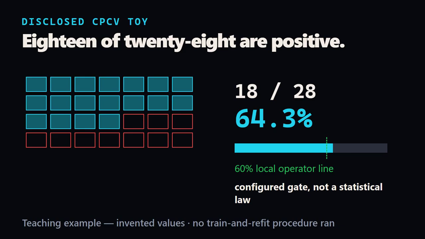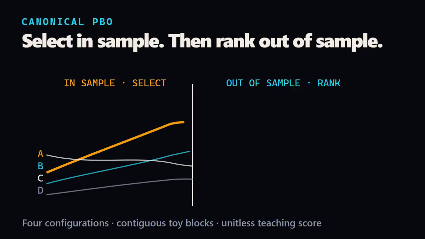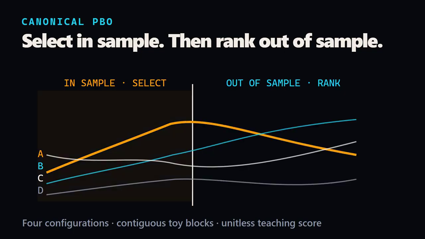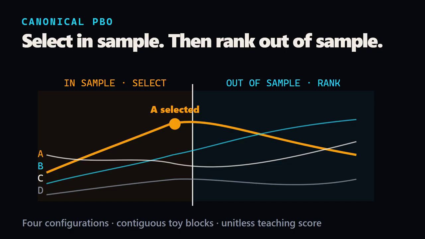PBO asks a different question. Canonically, start with multiple configurations and contiguous time slices. For every equal in-sample and out-of-sample half-split, choose the best in-sample configuration. Then ask where that selected configuration ranks out of sample among every configuration. This tests whether apparent winners repeatedly fall at or below the OOS middle after selection pressure.